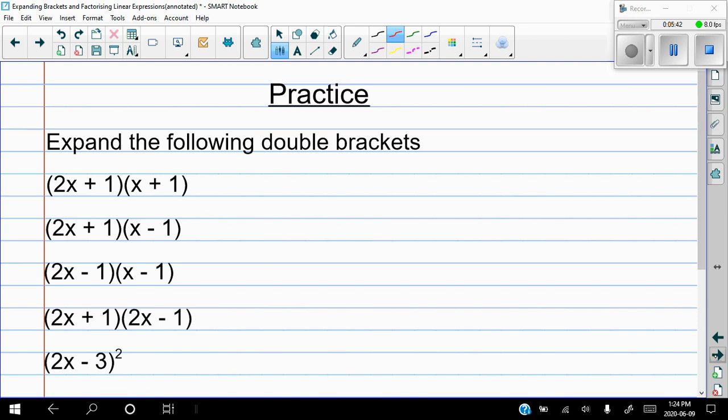So let's get a little bit of practice with expanding these ones. I've put in a whole bunch of different types. So there are ones where they're addition and subtraction, ones where it's just subtraction and subtraction. So keep an eye out for the signs. When you're ready, press play on the video and we will go through the answers quickly.